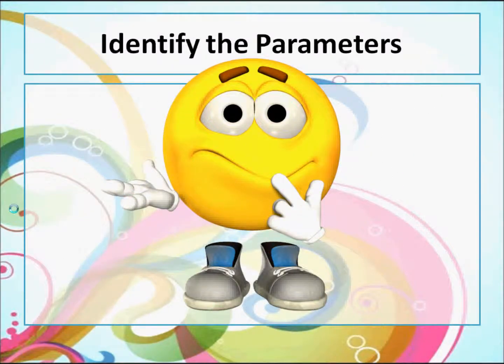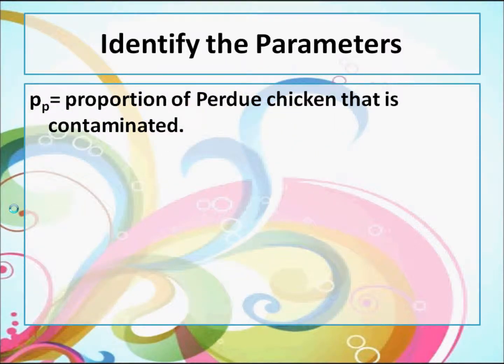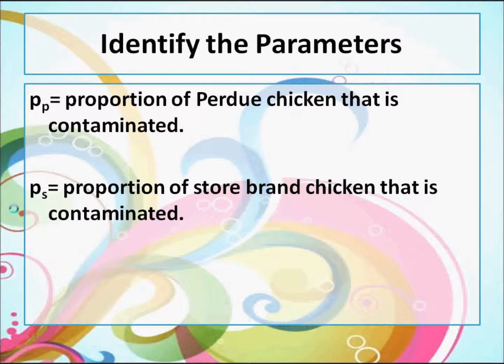Well, the first thing we have to do is identify the parameters. Here, p sub P is the proportion of Perdue chicken that is contaminated, and p sub S is the proportion of store brand chicken that is contaminated.